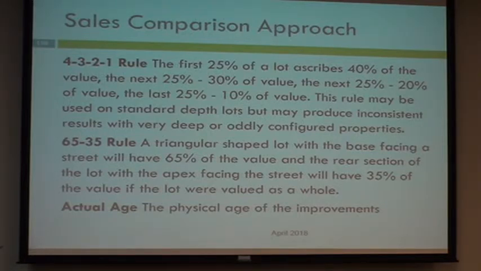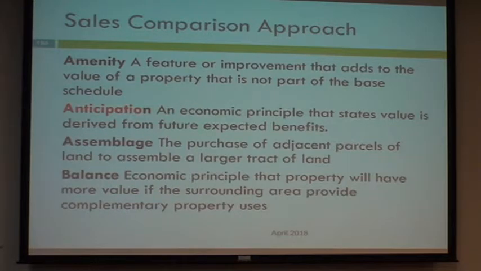Actual age is the physical age of the improvements. Amenity is a feature or improvement that adds to the value of a property. It's not a part of the base schedule, so you can have some amenities to a property.